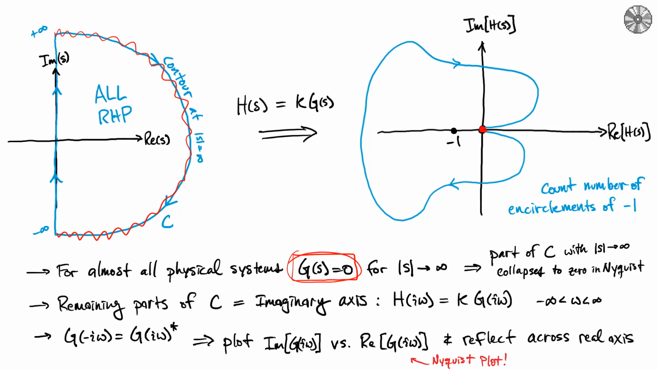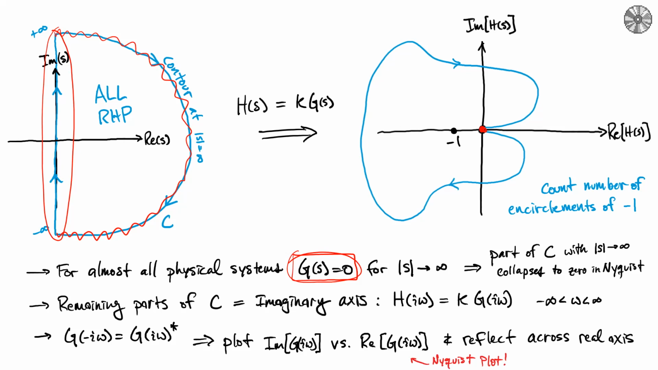And so what's left is simply just the imaginary axis here. And so that is exactly the information that we have from frequency response and what's on the Bode plot. And that's what we're going to use to compose the Nyquist plots and compose the Nyquist stability theorem.